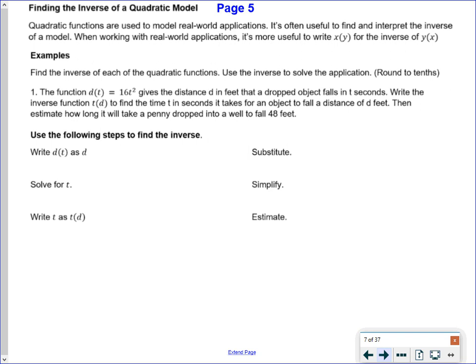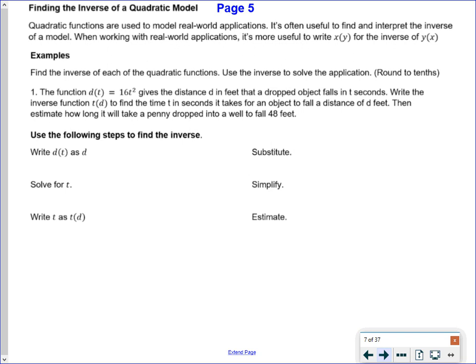Over here, we're going to be figuring out the inverse of a quadratic model. So quadratic functions are used to model real-world applications. It's often useful to find and interpret the inverse of a model. When working with real-world applications, it's more useful to write x of y for the inverse of y of x. And we're going to see why we're going to do that in this next word problem. So we're going to find the inverse of each quadratic function in numbers 1, 2, and 3.